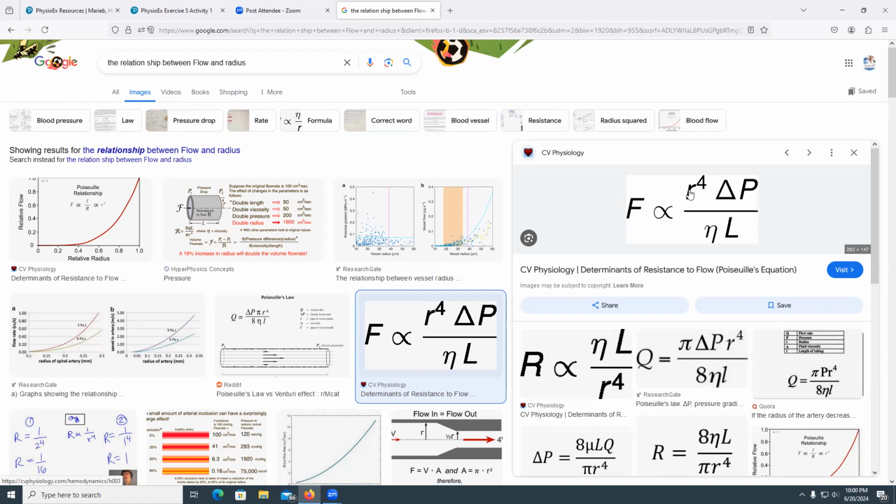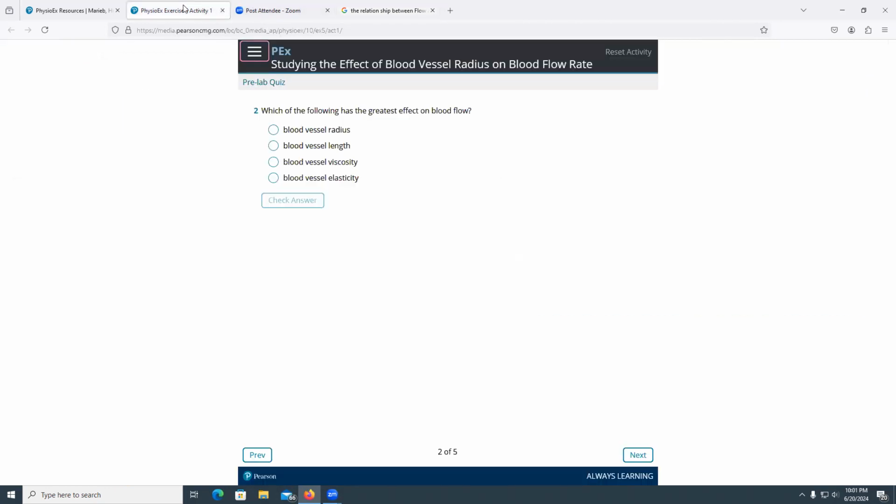The higher the radius, the exponentially higher the flow rate. And then the higher the viscosity, the less the flow rate, and the higher the length, the lower the flow rate. It's very important to understand this formula conceptually.